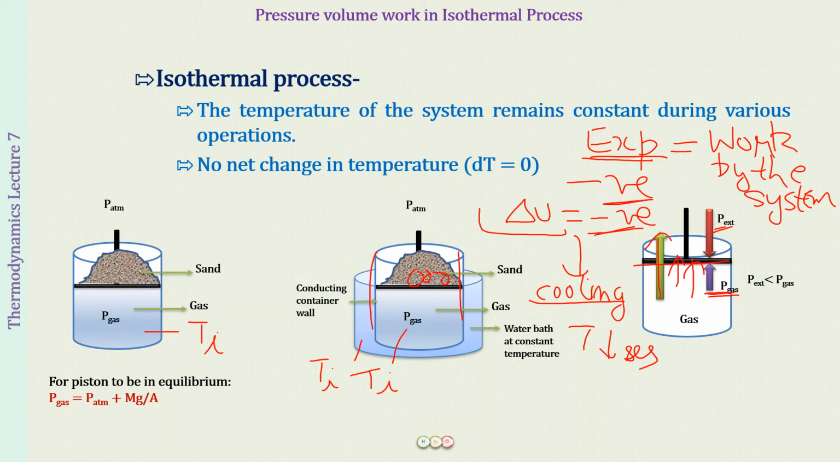Okay, so imagine now that the system's temperature has decreased. When the system's temperature decreases, say that this is now not T final, because the temperature has to remain constant. So just for a moment, when the piston was going up, the temperature was decreasing. When the temperature was decreasing, now you know that the wall is conducting.